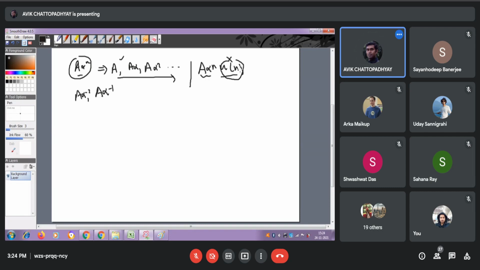Now, can anyone tell me, if I want to represent it as a fully left-sided signal, then what should I multiply with a alpha to the power n? When I represent it as a right-sided signal, I multiply it with u[n]. Suppose I want to represent it only as a left-sided signal, then which term should I multiply? Sir, u of minus n. U of minus n. Everyone agrees?